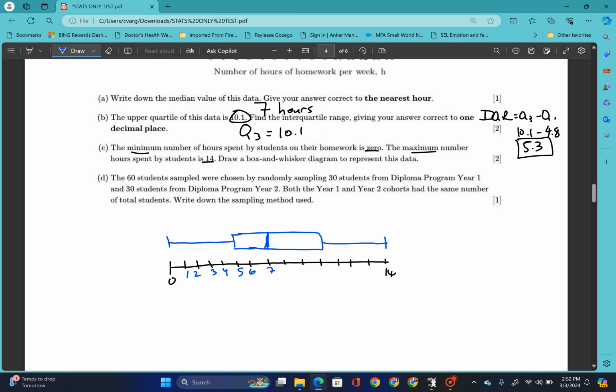So 60 students were sampled, chosen randomly from Diploma Year 1, and 30 students from Diploma Program Year 2. Okay, so as soon as we see 2 different categories, both Year 1 and Year 2, write down the sampling method used. This is called a stratified sampling method. And I think of stratified as if you had a rock and there are striations along it, like little lines. Whoever your population is, you're splitting them up into different categories. So you have a striated or stratified sampling.